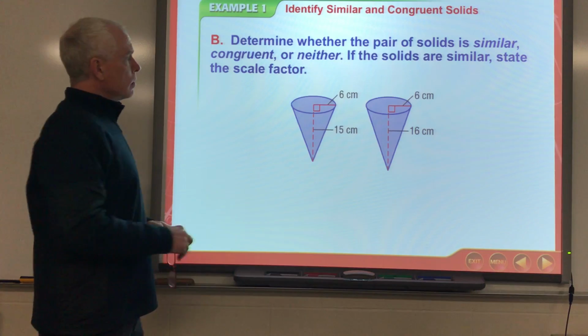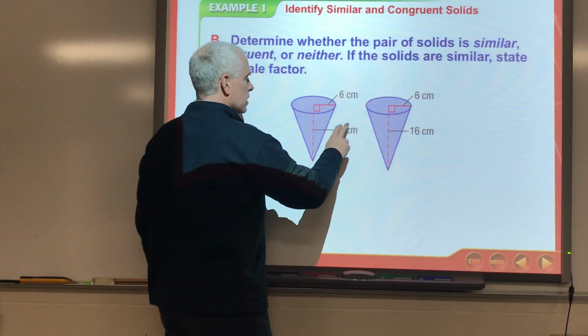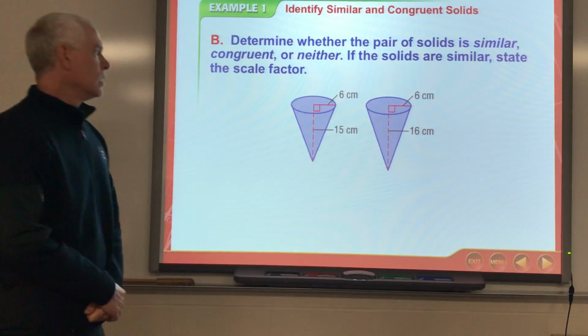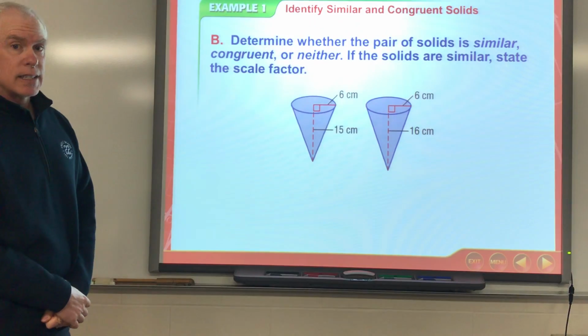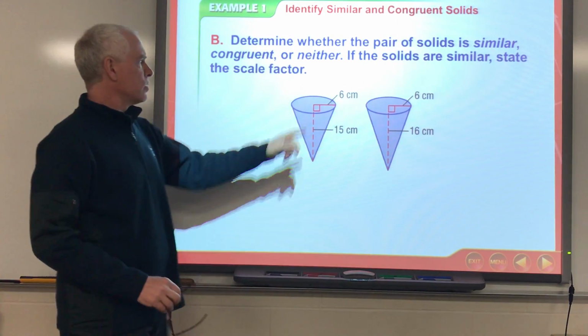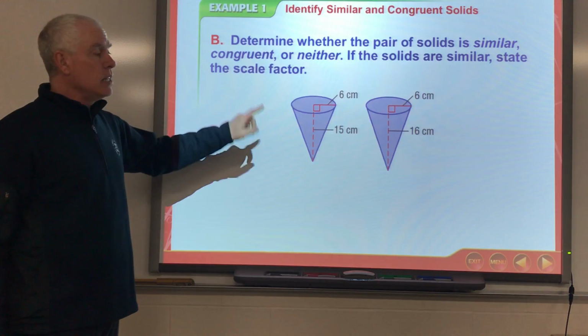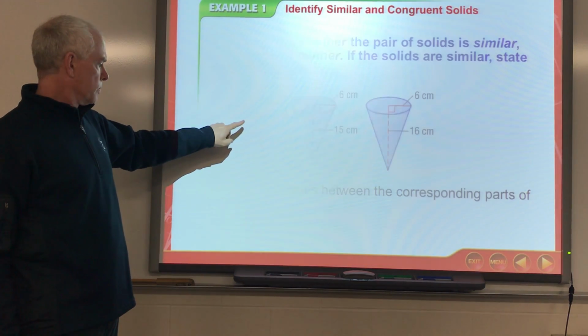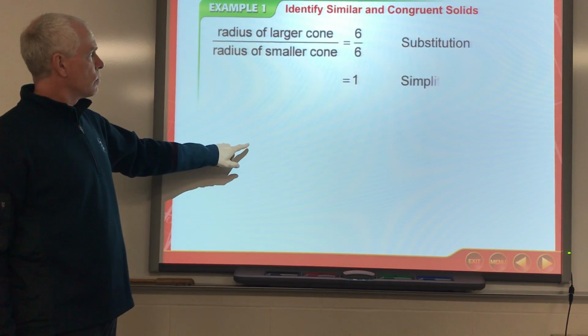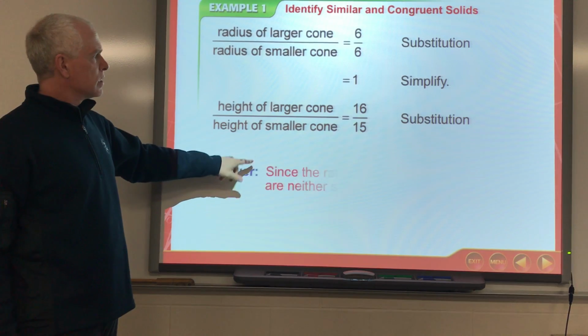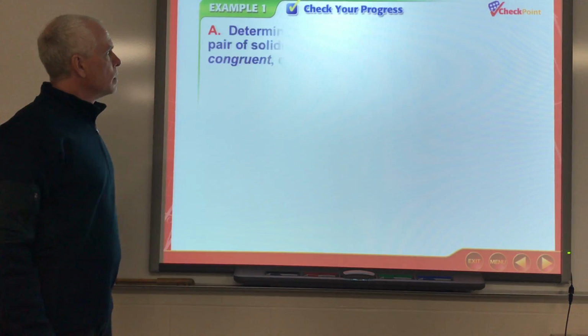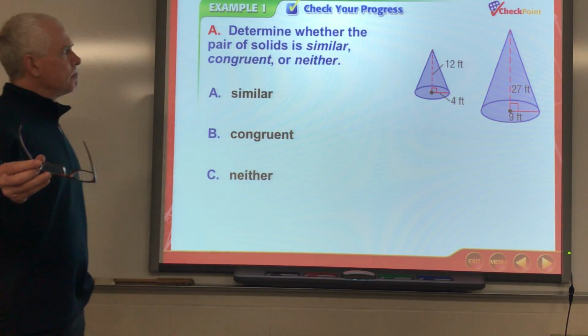Okay? Well, 6 over 6, those look to be the same. 15 and 16 though, okay, they're not congruent because they're not exactly the same, and they're not similar either. 6 over 6 is not the same as 15 over 16, so this is a neither situation here. Okay, 6 over 6 compared to 16 over 15, not the same. So what do you guys think? Give this one a shot.